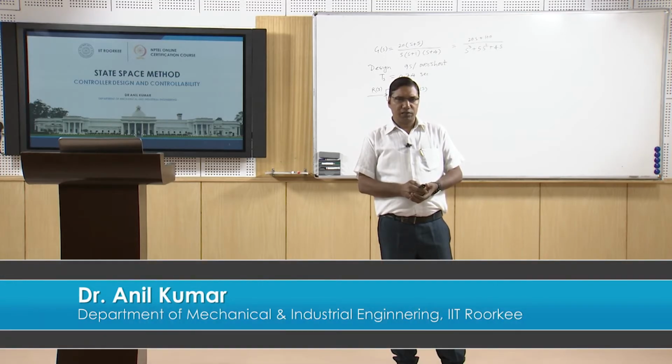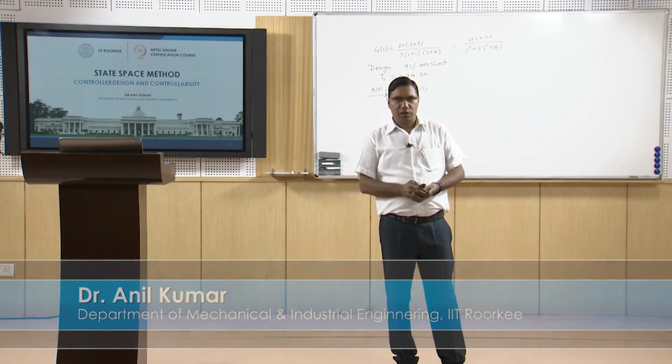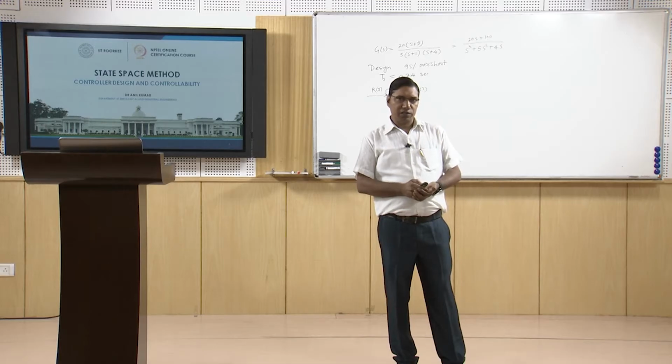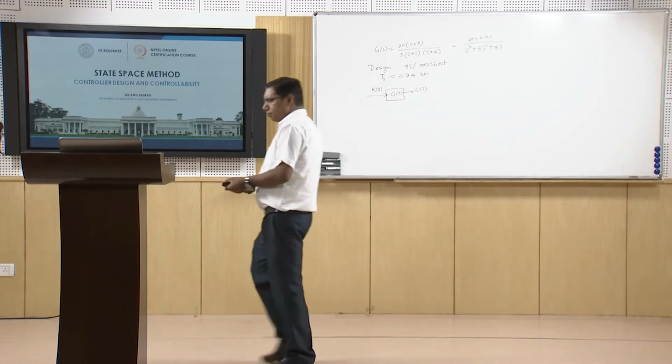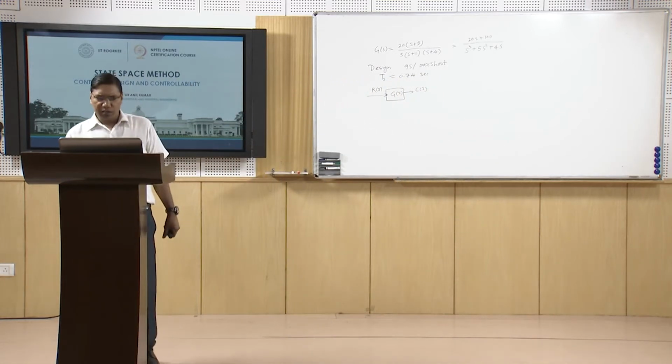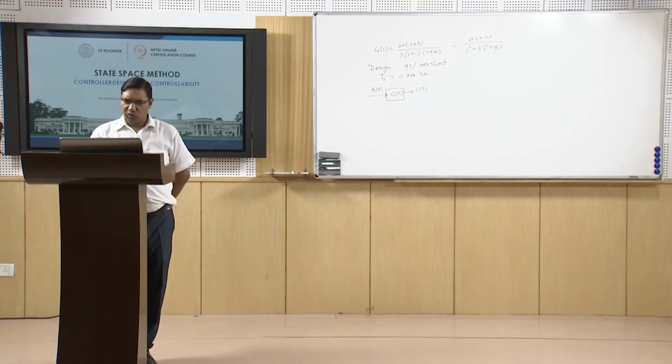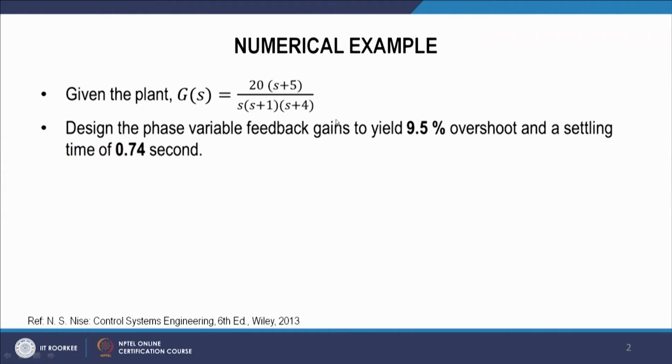So welcome to the lecture on state space method. In this lecture we will discuss a problem related to controller design and about controllability. So we discuss this problem that we are given a plant that is G(s) equal to 20(s plus 5) upon (s plus 1)(s plus 4), and we have to design the phase variable feedback gains to yield 9.5% overshoot and a settling time of 0.74 second.